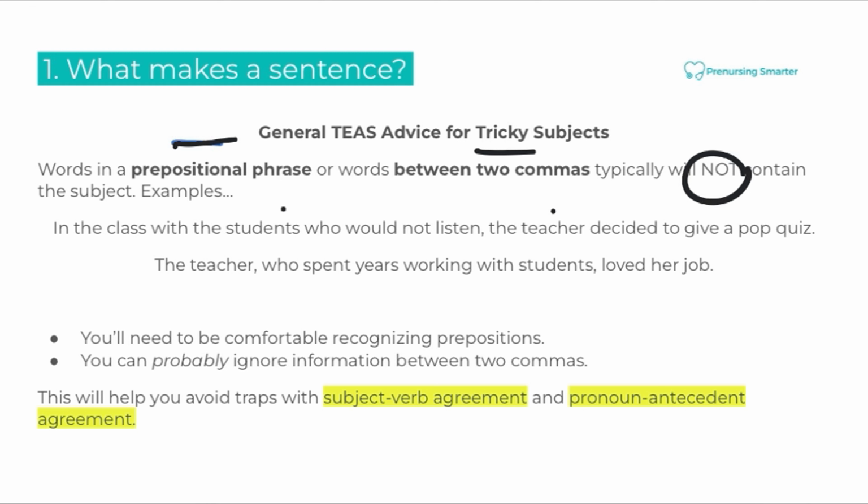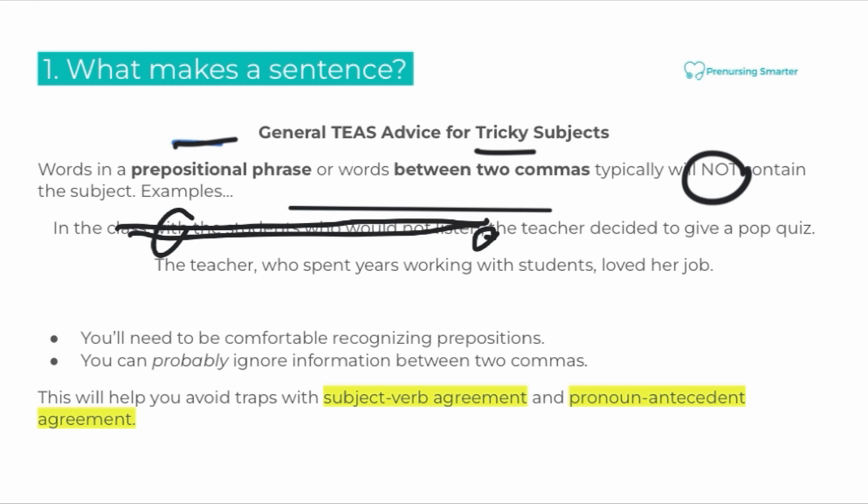Finding our verb, we have a listen and a decided, so that's a little tricky as well. But we have these prepositions. So in the class, with the students who would not listen, comma. This is all introductory info that we can kind of grammatically ignore. And so now it becomes the subject is the teacher. The teacher decided, that's the action.